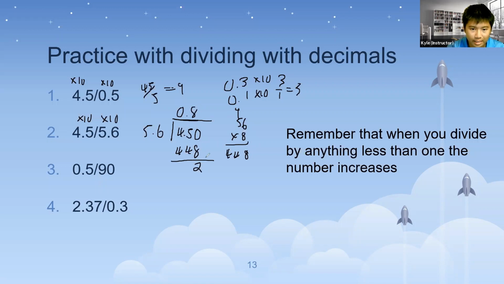So this is an 8, and then I know that 2 does not fit and 20 does not fit. So that'll be 0. So the answer for number 2 is just 0.8, since we round to the 10th. Cool. Sorry if that kind of confused you guys.